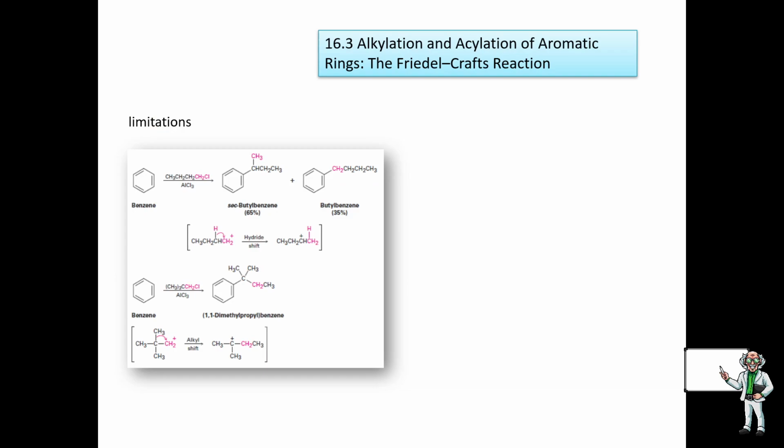Okay, what are the limitations? Well, one that we said is that the carbocations sometimes can undergo rearrangements. That means that we move the carbocation in order to get a more stable carbocation. Okay, this is the mechanism. You don't need to know it. It's only culture.